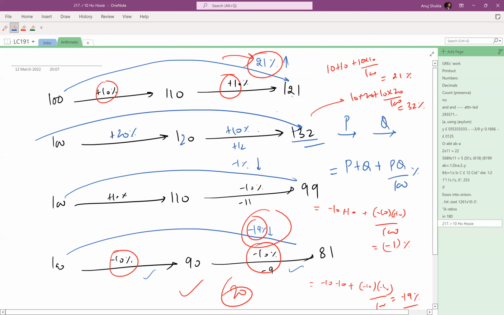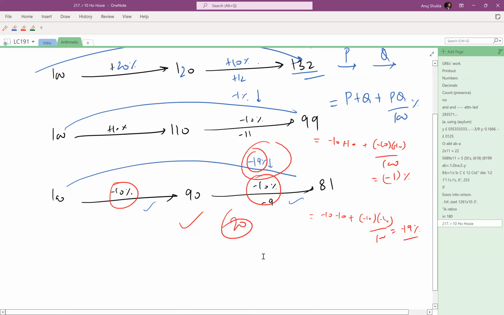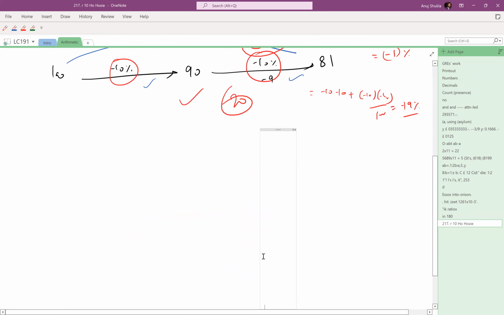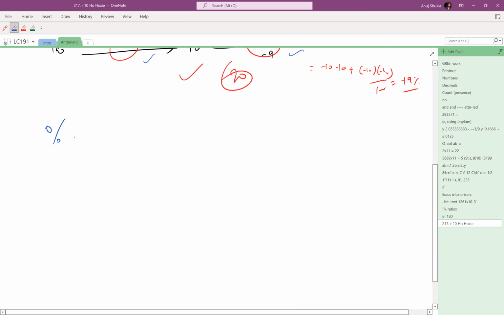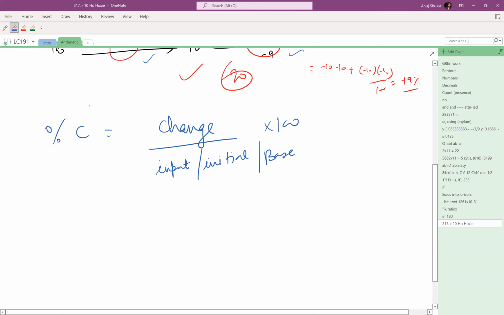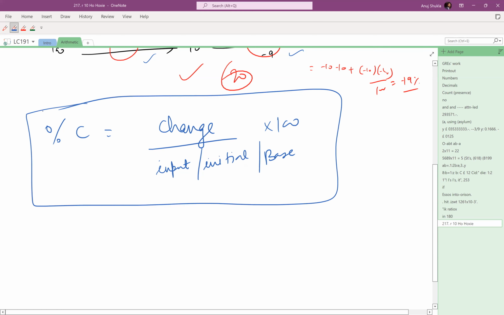Clear? Now, for finding percentage change, you should remember this formula: change divided by either the input value, initial value, or base value, multiplied by 100. Any of these three values, into 100, will give you the percentage.